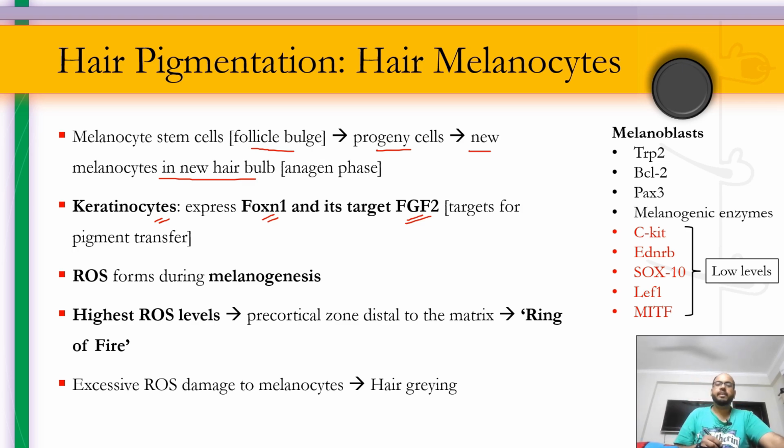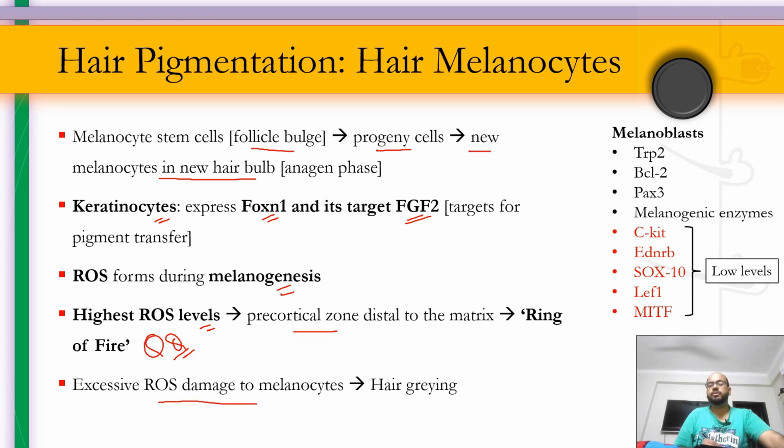Clear? We know that during melanogenesis, a lot of ROS, reactive oxygen species, develop. If you want to go into detail, see our video on melanogenesis. These ROS levels are highest at the level of the precortical zone, distal to the matrix. So just above the matrix, you have the highest level of ROS, and that is known as the ring of fire. I've mentioned it here because I think Fitzpatrick mentions it.